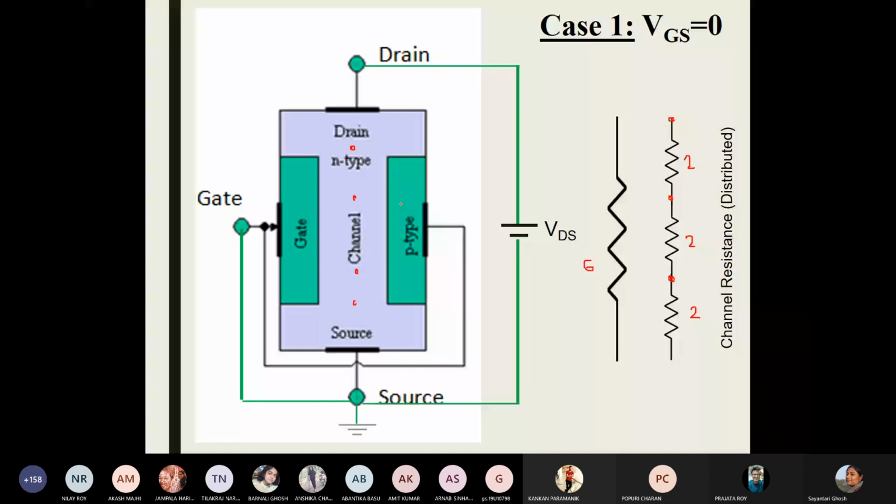Any doubts? Ma'am, the voltage drop will not be uniform now? No, at different points you will have different voltages. Suppose this battery is 6 volts, so here you will have 1 volt, 2 volt, 3 volt, 4 volt, 5 volt, like that, right? Because the same voltage will consistently get dropped throughout the channel.